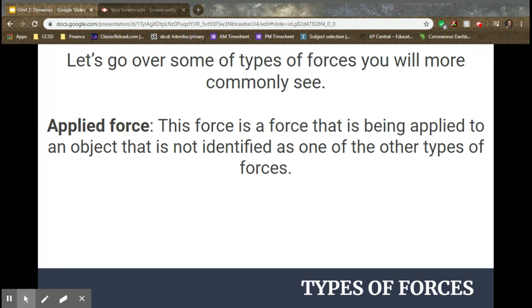So if I'm just pushing a book across a table or a box, I'm pushing a box across a table with my hand, I would call that force just an applied force. However, if there's a rope attached to the box and I'm pulling the rope to pull the box, I'm pulling the box across the table with the rope, I would classify that force as a tension force because tension is the force that exists inside of the rope and it's what's actually working on the box. All right.